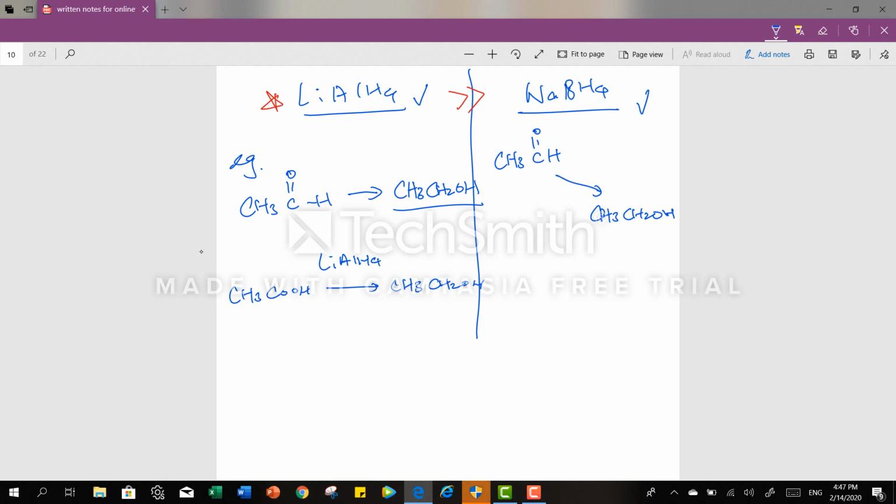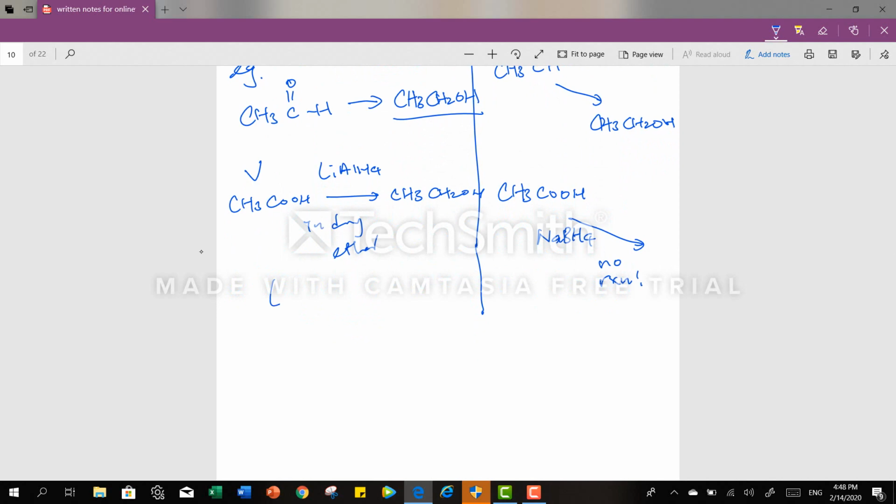Lithium tetrahydroaluminate, in dry ether, in order to make this happen. But the NaBH4 is not strong enough to reduce carboxylic acid. If you use NaBH4, then you will have no reaction. Do you understand what I'm saying? So this is the major difference.